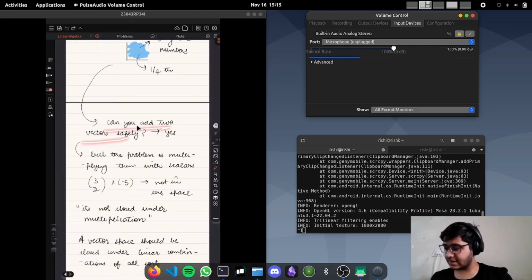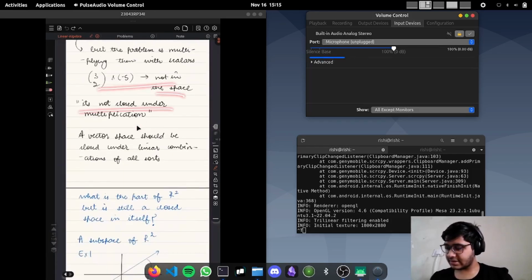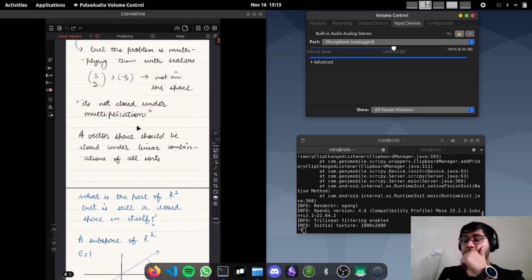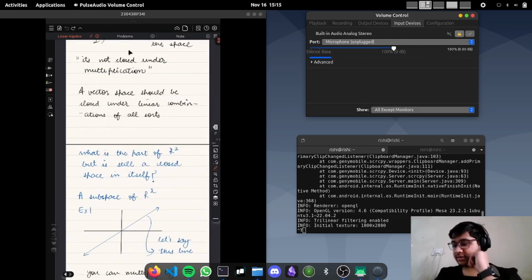Can you add these 2 vectors safely? Yes, but the problem is multiplying with scalars, which takes it out of the space. It's not closed under multiplication. That is the term we use essentially, that it is not closed under multiplication. So the vector space should be closed under linear combinations of all sorts.